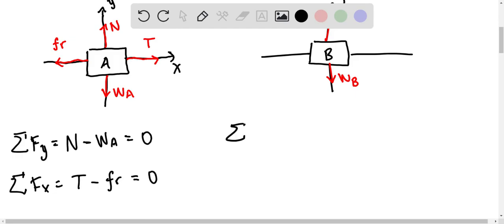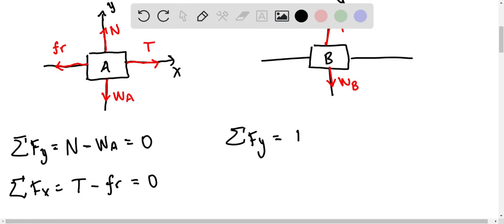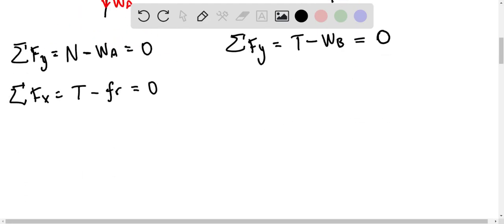For the mass B, we have the following. We only have forces in the y component, so they are the tension minus the weight of the block B, and this is also equal to 0 because if the mass A is not moving, then the string is not moving, and the string is the one connecting with the block B. So if A is not moving, then B is not moving either.